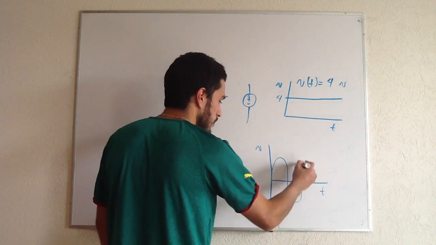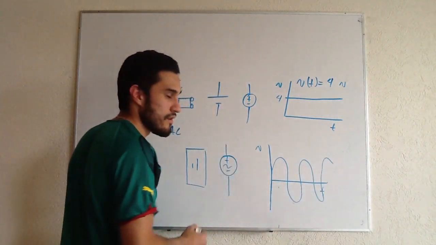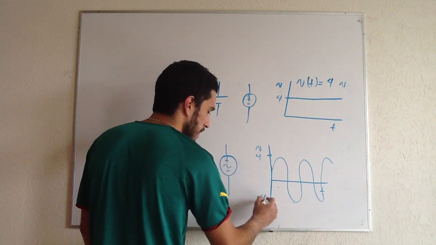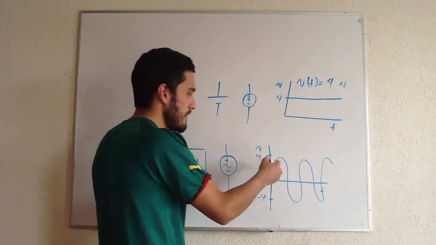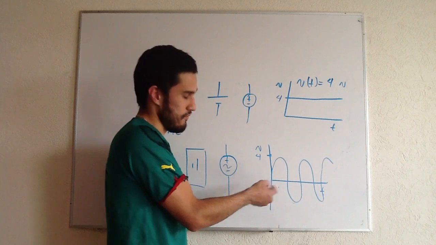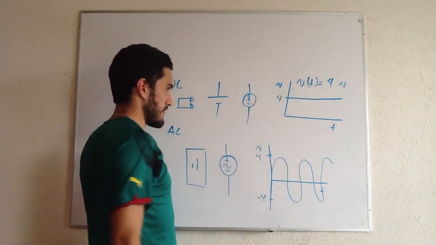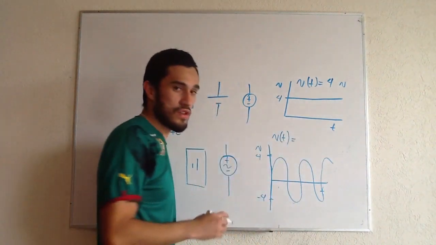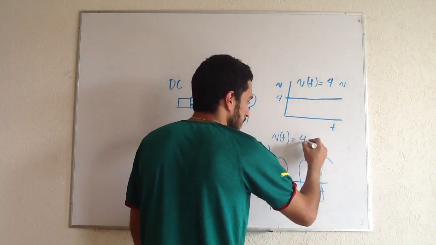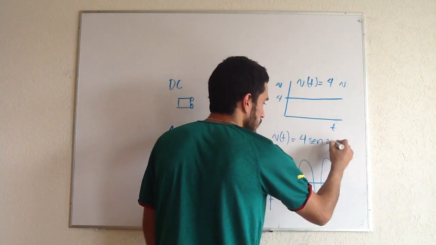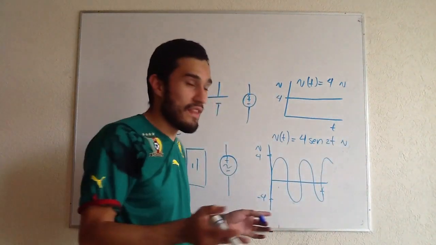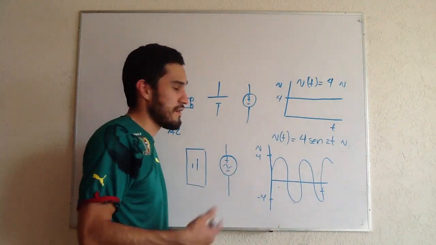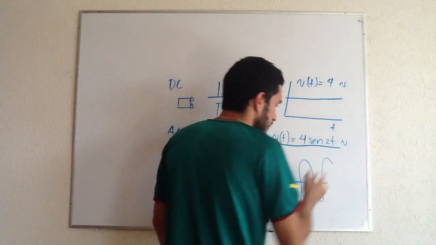on AC current the value will not be constant. Okay? So, for example, if I put a maximum value of 4 and a minimum value of -4, then the function that actually describes this curve will no longer be a straight line. It will be a sinusoidal form, right? Or a cosine. So, for example, I will put 4 sine of 2t volts. Okay? I'm not saying that this is the function that is graphed here, but I'm just exemplifying what a function like that will describe. Okay?